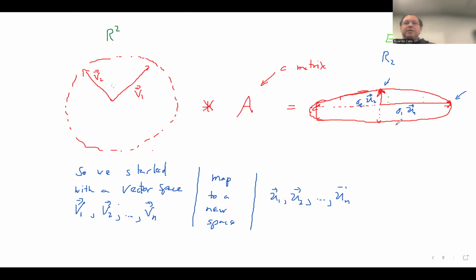Until UN. So this is now the basis for the other space, which is no longer a sphere. It is now an ellipse, which is made up of these U's and these O's. So O1, O2, dot, dot, dot, ON. Okay? Which are, remember, the stretching factors.